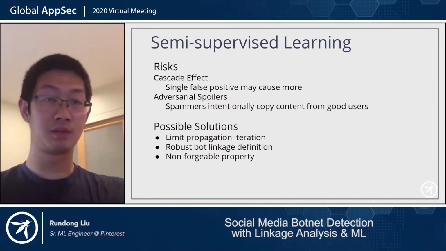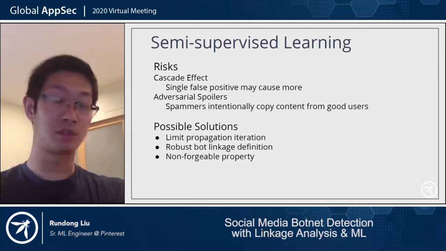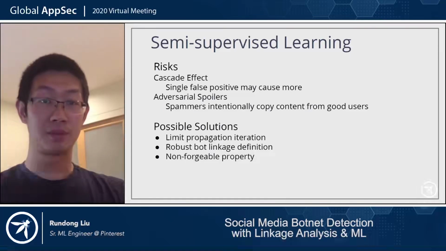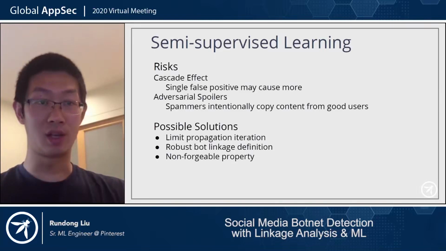And of course, this method may involve some risks. The first one is the cascade effect, which means one single false positive may cause more. Let's say we mislabeled one account as a shadow banned account just by mistake. And somehow this account is connected with some other users. Just by label propagation, we could potentially introduce more false positives because of the bot linkage they have around the shadow banned accounts.